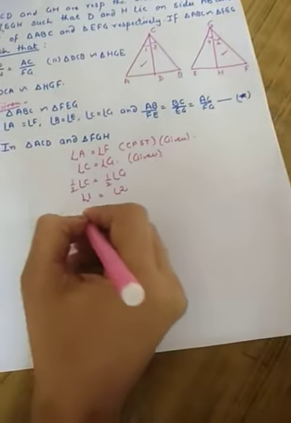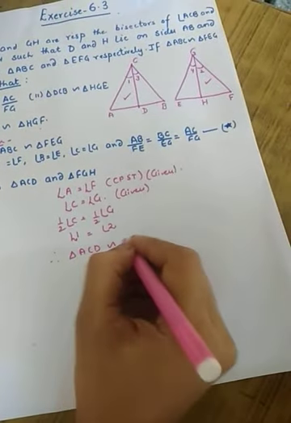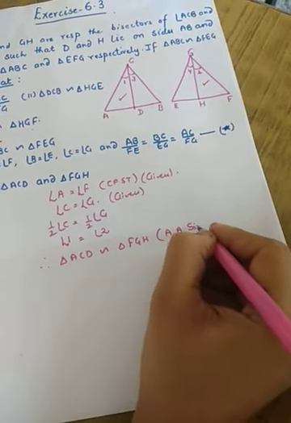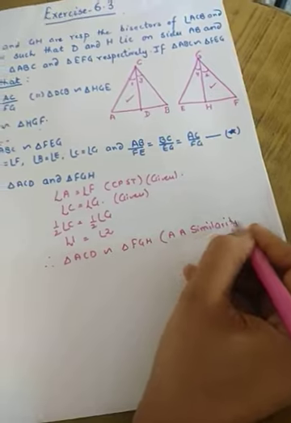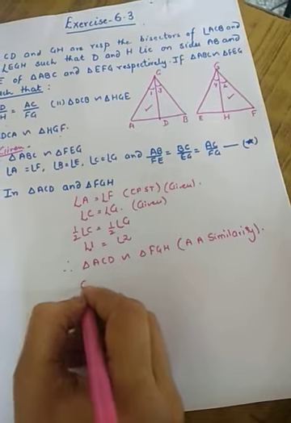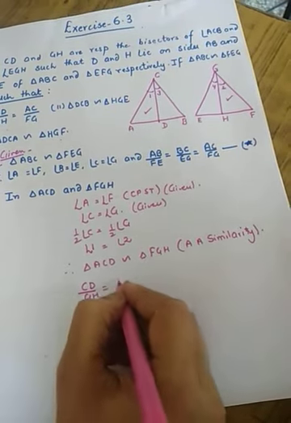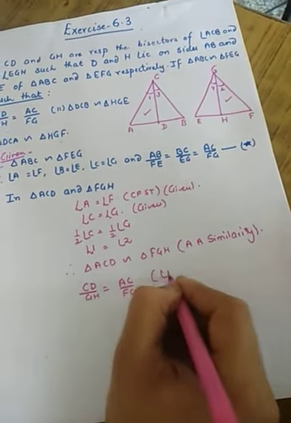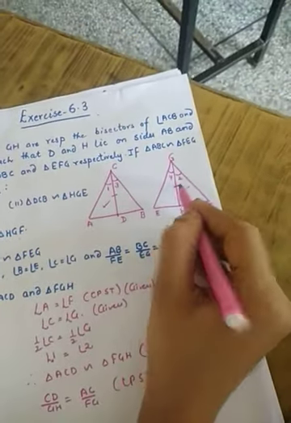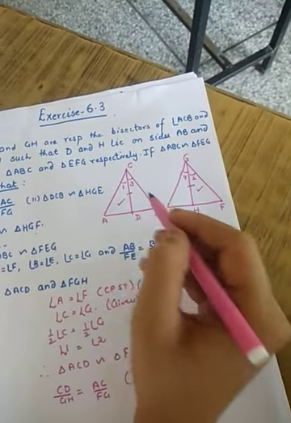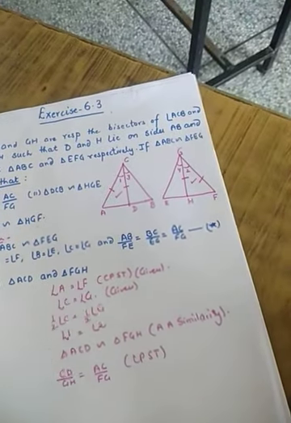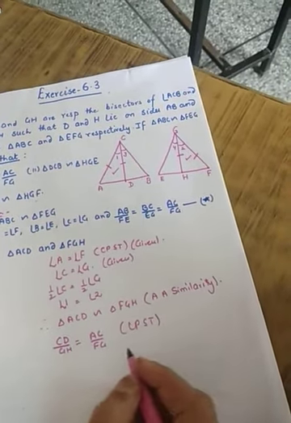So triangle ACD is similar to triangle FGH by angle similarity. Therefore, what happens now? We can say that CD upon GH equal to AC upon FG. These are corresponding parts of similar triangles. Corresponding parts are equal, right?